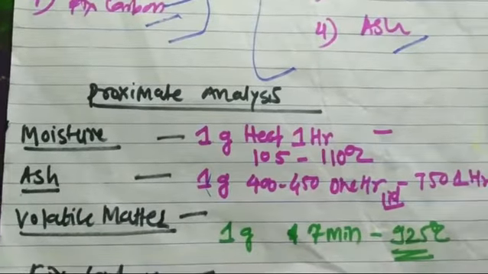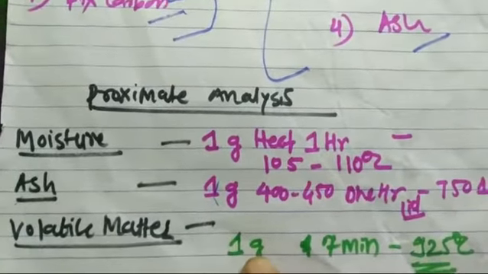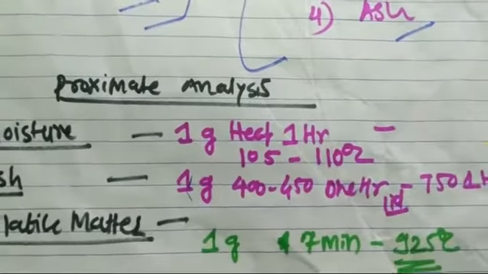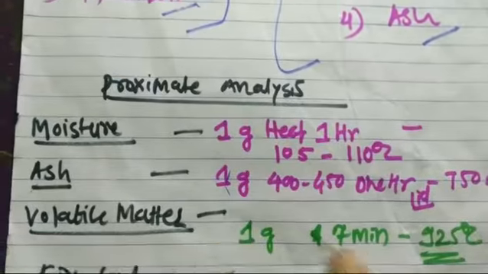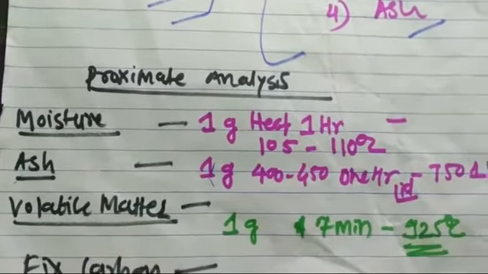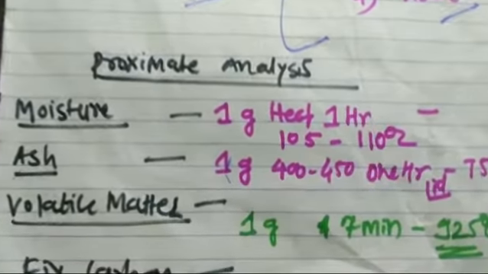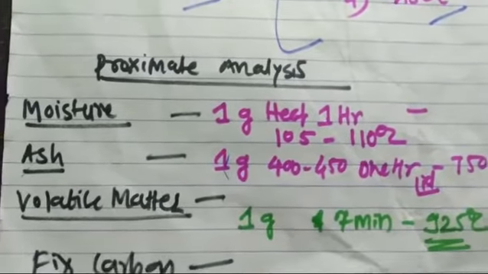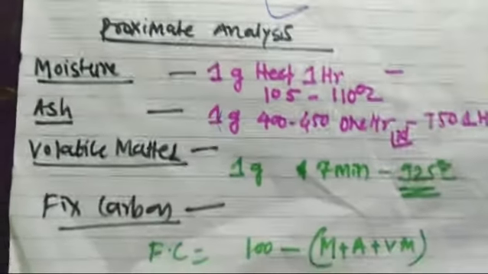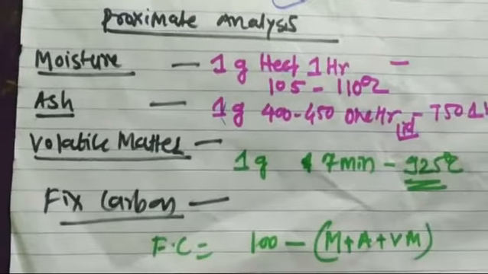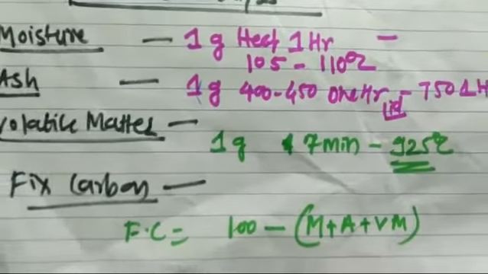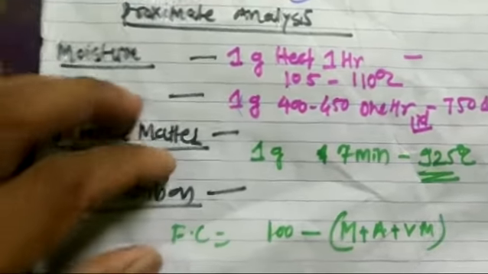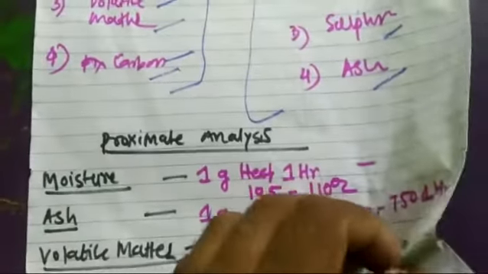Next, volatile matter. Take 1 gram of coal and heat up to 925 degrees Celsius for 7 minutes. After comparing its previous weight and the weight after heating, multiply by 100, we get the volatile matter. And also, as we discussed, the fixed carbon is equal to 100 minus moisture, ash content, and volatile matter. So this is all of the proximate analysis.